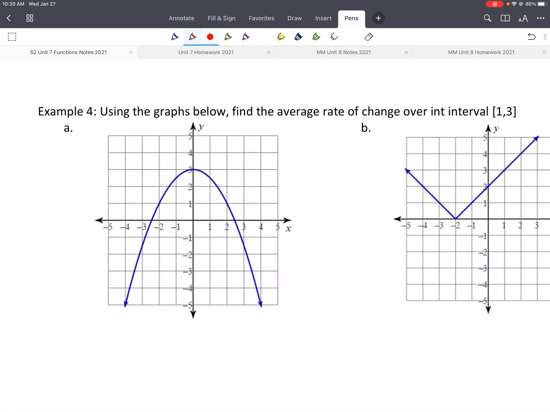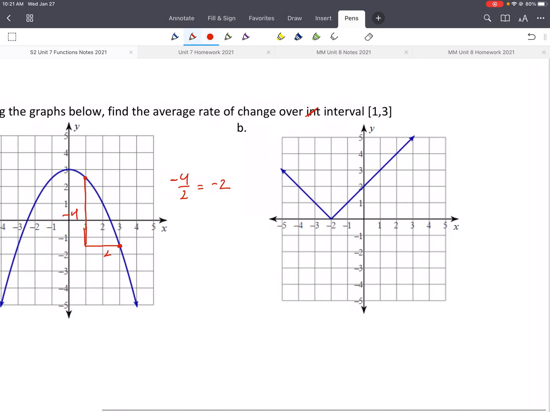So here we're doing the intervals from 1 to 3. So at 1, it looks like it's maybe 2.5. And at 3, it looks like it's maybe negative 1.5. So you could write down your points and do it algebraically, or we can go down 1, 2, 3, 4. It looks like it goes down 4. And then over here it goes 2. So the slope here would be negative 4 over 2, or negative 2. Okay.